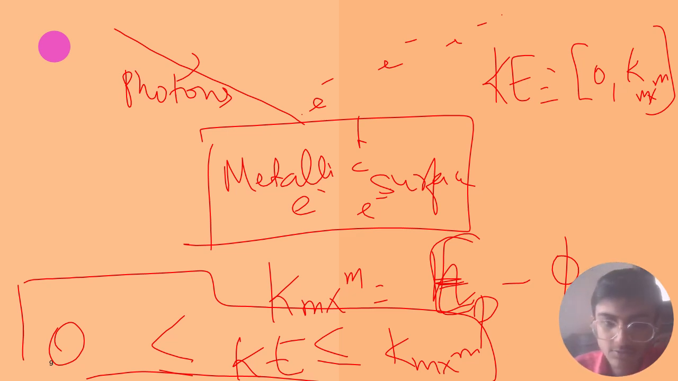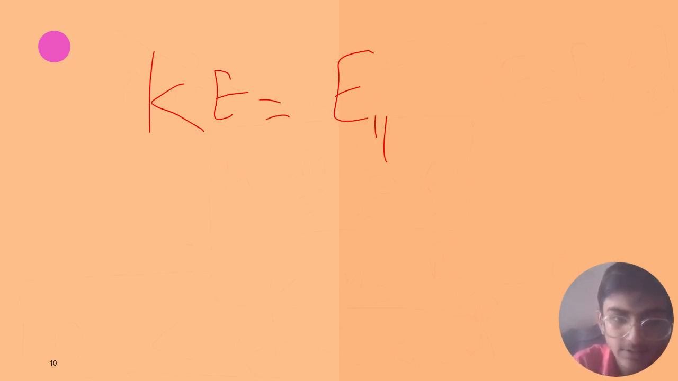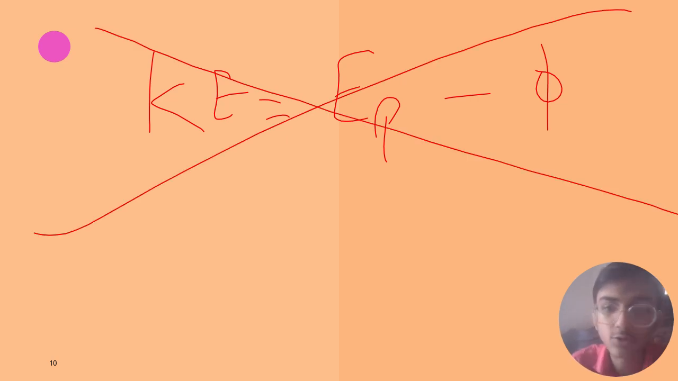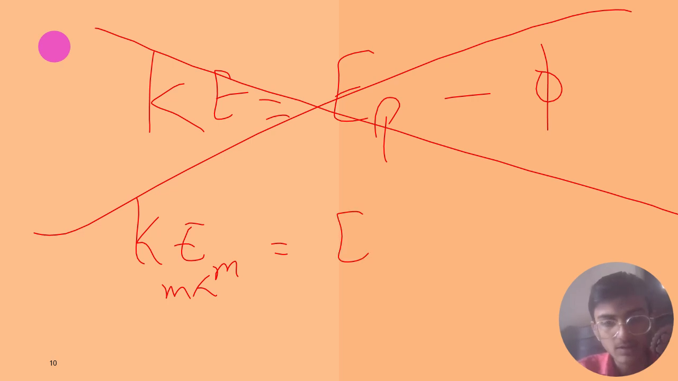Sometimes in a hurry we write kinetic energy equal to E_photon minus phi. This is wrong. This is not the photoelectric equation. The photoelectric equation deals with the maximum kinetic energy, the relation between the maximum kinetic energy of the photoelectron and the work function of the metal. So the actual equation is K maximum is equal to E_photon minus phi.